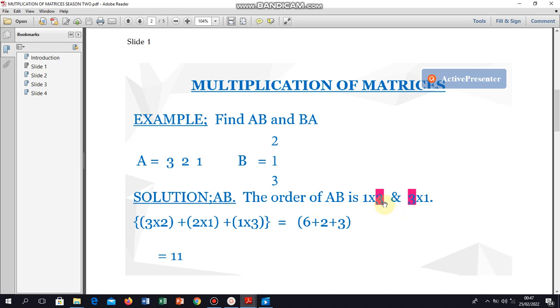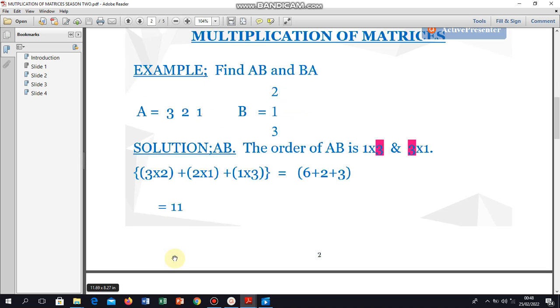I would like you to note that I've highlighted this one and this one to show that it is possible to multiply them, because the number of columns of the first matrix A equates to the number of rows of the second matrix B. So you move on by doing, because it is row by column, 3 times 2 plus 2 times 1 plus 1 times 3. Of course that is 6 plus 2 plus 3, which will end up to 11. So 11 is a 1 by 1 matrix because it has got 1 row, 1 column.